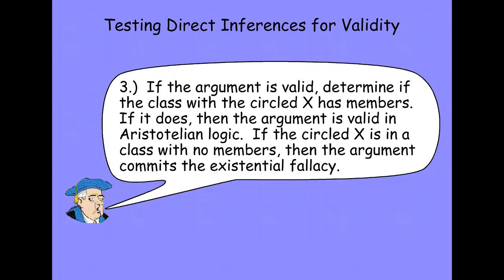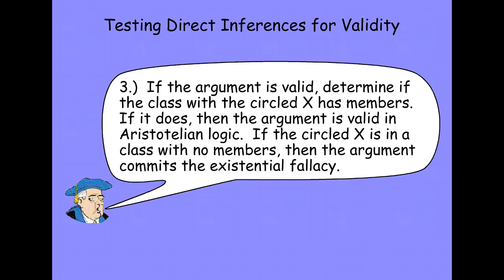If the argument turns on that subject class having a member, and that subject class is really a class that has members, the Aristotelian assumption is satisfied, and the argument is valid in Aristotelian logic. However, if that circled X there in our subject class suggests that there's a member of a class that there is no member for, there is an instance of a property that is an uninstantiated property.